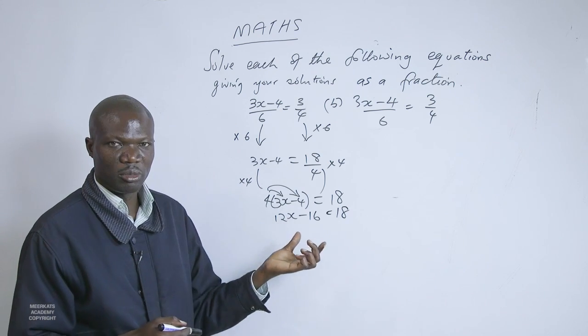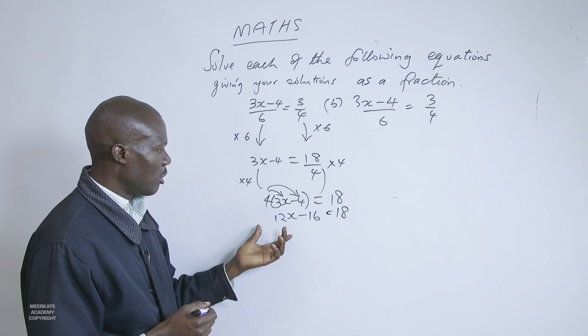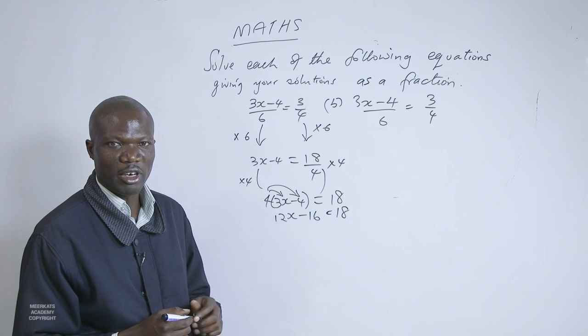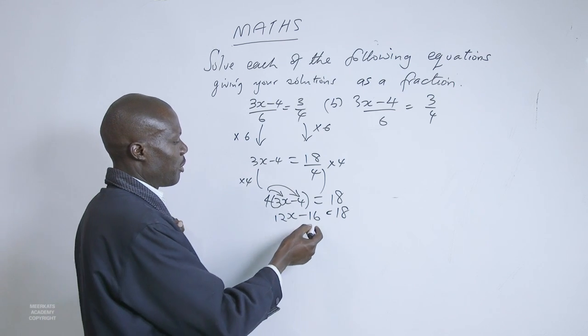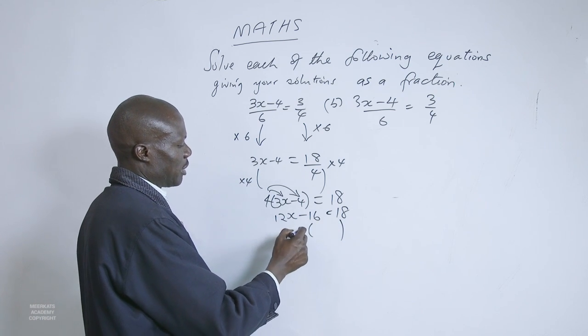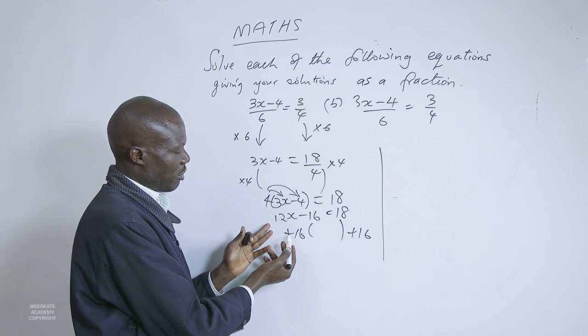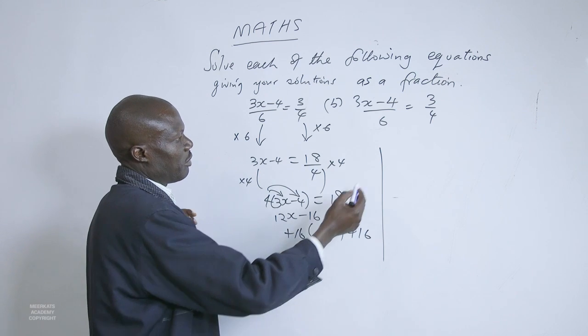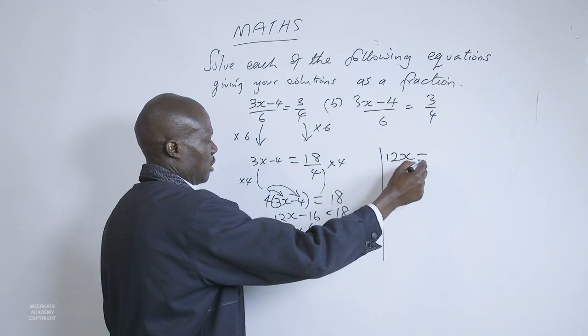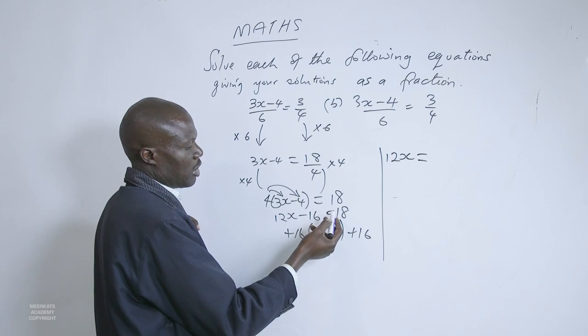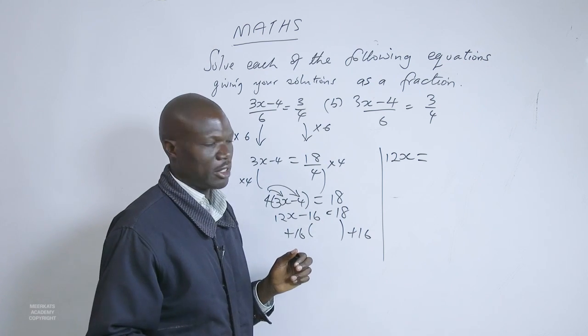So this is using distributive law. Now, reaching here, we can move ahead and approach the question the way we have been doing it, by adding 16 here, add 16 here. If you do that, you'll find that we remain with 12x is equal to, 16 has gone now, 18 plus 16.